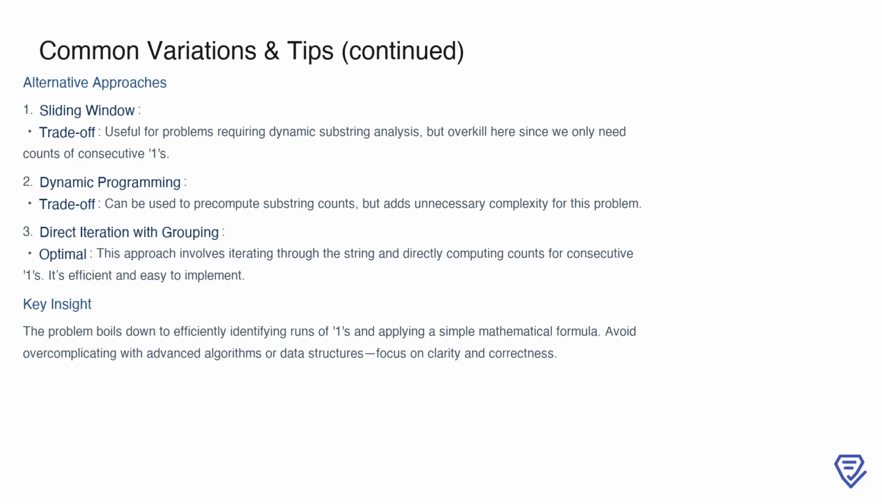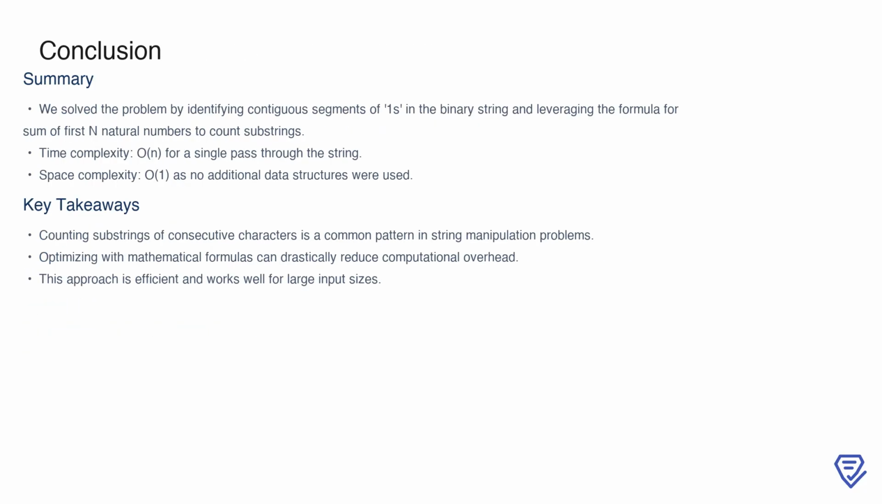The key insight here is that the problem boils down to efficiently identifying runs of ones and using a simple mathematical formula. Avoid the temptation to overcomplicate with advanced algorithms or data structures. Focus on clarity, correctness, and efficiency. Great job! To summarize, we tackled the problem by counting contiguous segments of ones and applying a mathematical formula to compute substrings efficiently. Remember, problems like this often appear in interviews, so practicing similar challenges will help sharpen your skills.